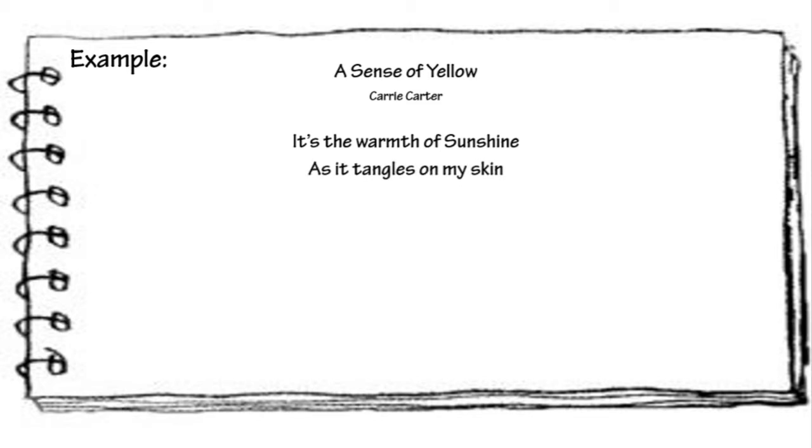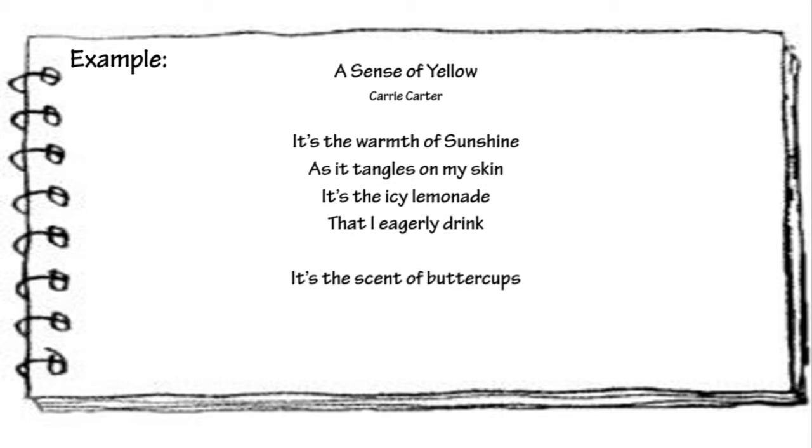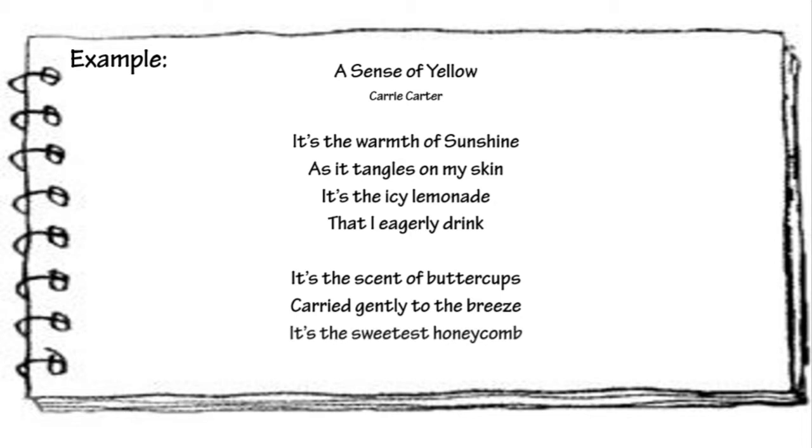The poem is titled A Sense of Yellow by Carrie Carter. It's the warmth of sunshine as it tangles on my skin. It's the icy lemonade that I eagerly drink. It's the scent of buttercups carried gently to the breeze. It's the sweetest honeycomb and the quiet buzz of bees.